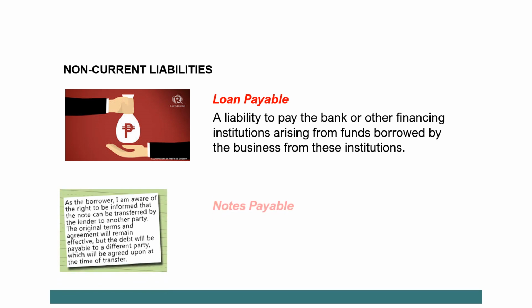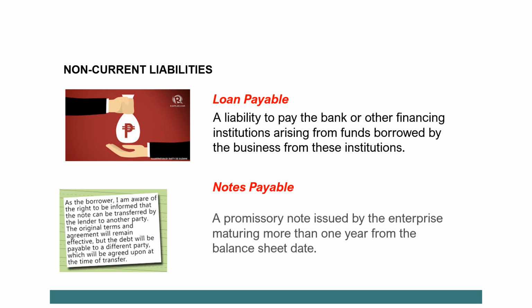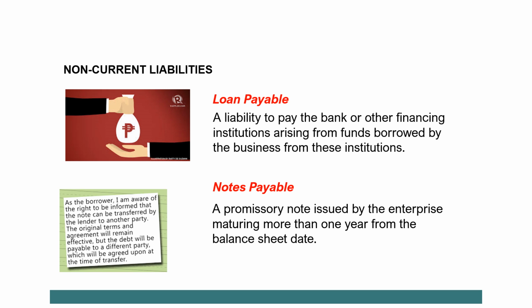What else? Notes payable. You encountered this account title in current liabilities. You recognize notes payable as a non-current liability if the promissory note issued by the enterprise matures more than 1 year from the balance sheet date. So again, if the promissory note matures more than 1 year, you recognize that as part of non-current liabilities. Otherwise, if it matures within 1 year, then that's a current liability.